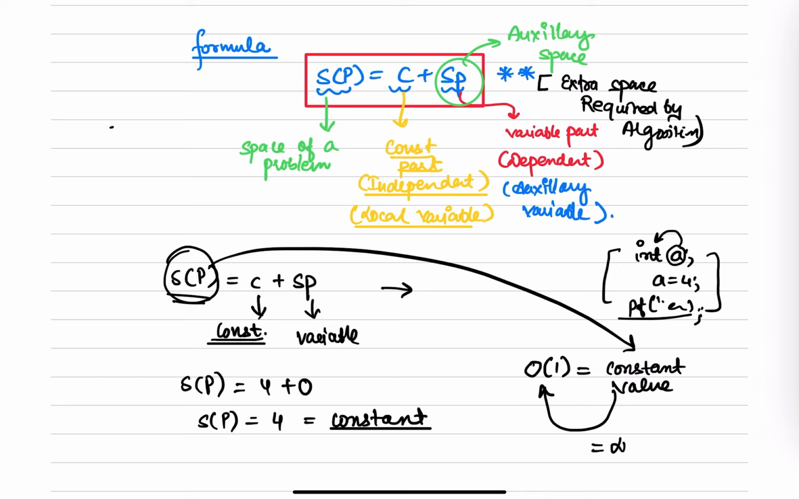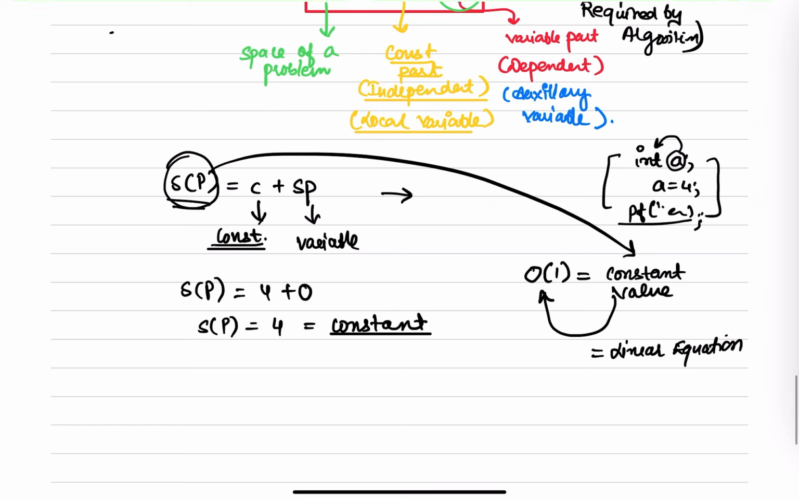Whenever you get a linear equation, for example, 4 plus 5n, or 10 plus 7n, like this, then you represent it by big O of n. To understand the notation, you can roll back to some of the previous videos where we have discussed the notations. But I am recapping it because we may need it in our future videos, right?